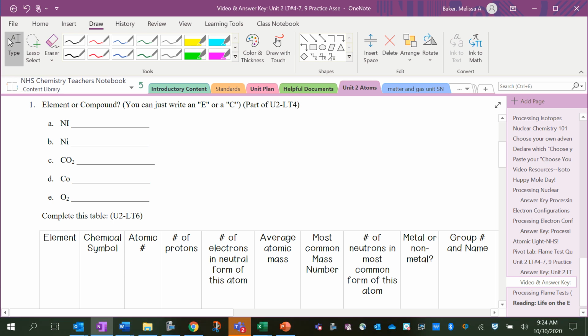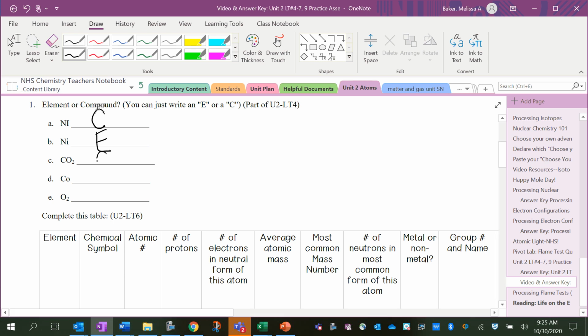Remember, an element has one capital letter at the most. So for letter A, when you see two capital letters, automatically that is a compound because it has nitrogen and iodine. But letter B is just an element. That's nickel because it has one capital, one lowercase.